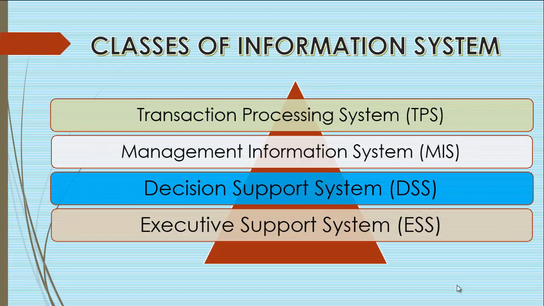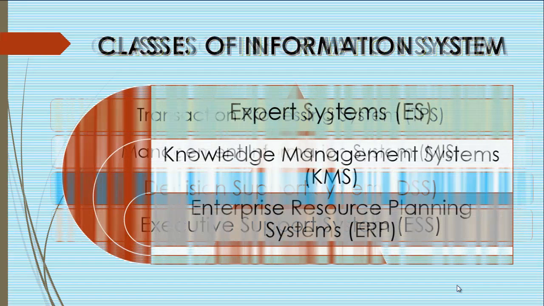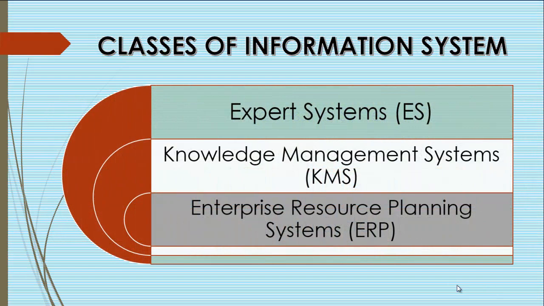We have various classes of information system. We have the transaction processing system. We have the management information system. We have the decision support system. We have the executive support system. We have the expert system. We have the knowledge management system. And we have the enterprise resource planning system. All these systems are the classes of information system. So we shall go gradually to look at the different applications of these various classes of information system.